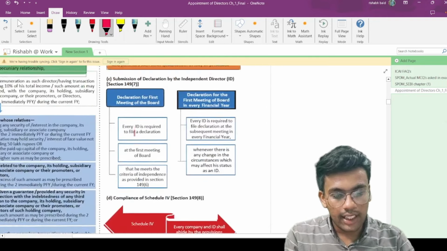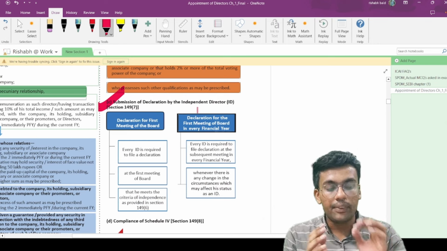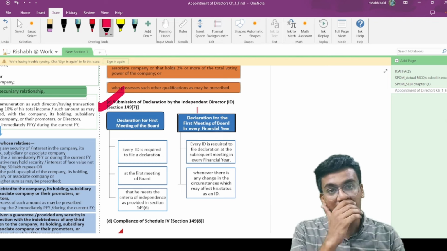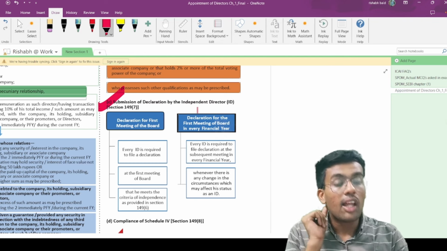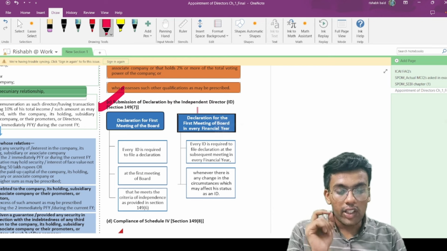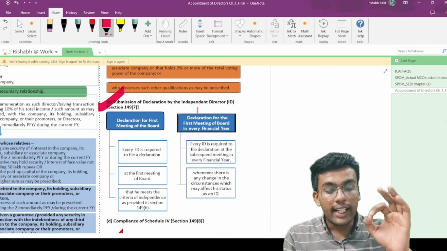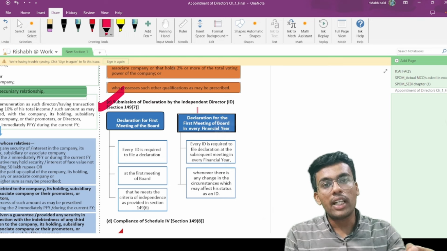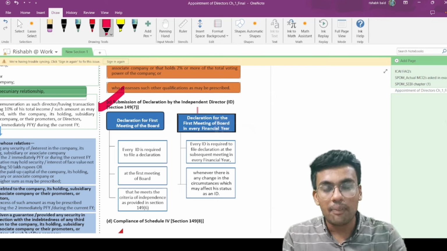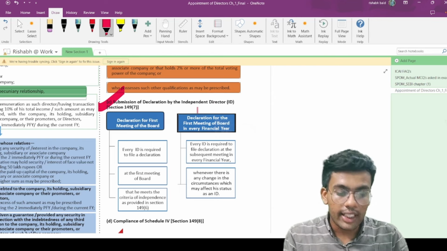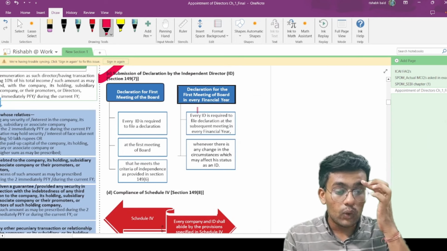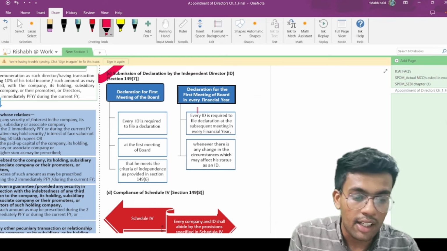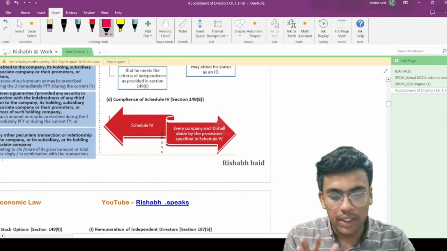Okay, now let us move on to the subsections. Clause A of section 149 subsection 7. It says submission of declaration by independent director. Independent director is required to submit a declaration of what? Every independent director is required to file a declaration at the first meeting of the board that they meet the criteria of independent director. Whenever he is appointed a director and at the next subsequent meeting when he is attending in the position of independent director, he should declare himself as an independent director, and he is required at every subsequent meeting of the financial year to also mention that he is an independent director. That is all that is mentioned in this particular section.